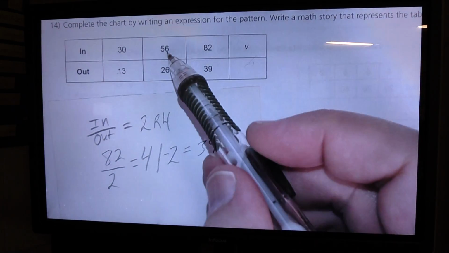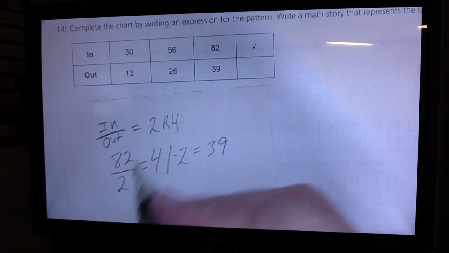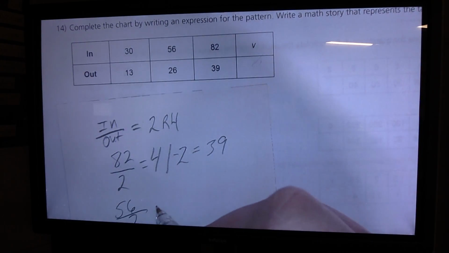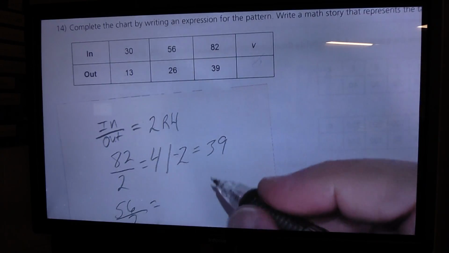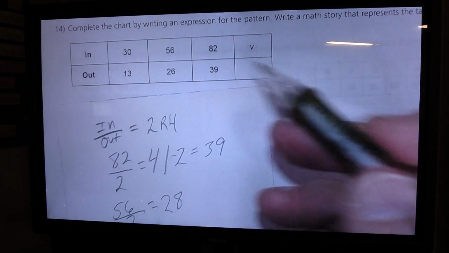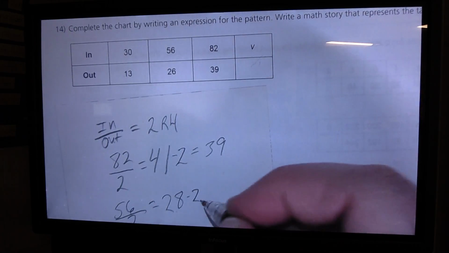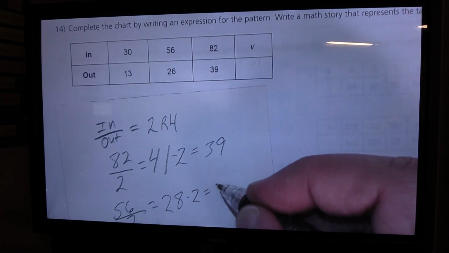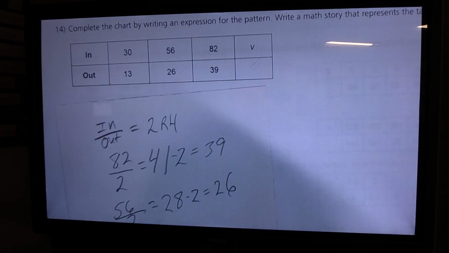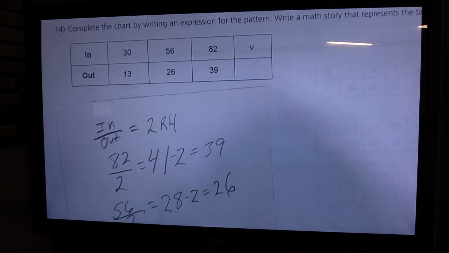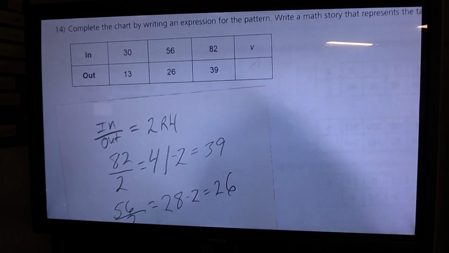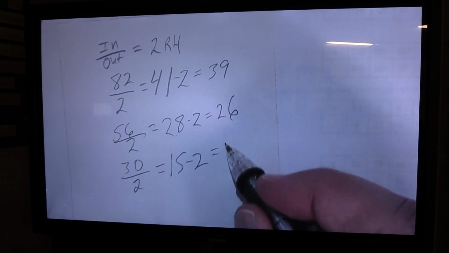All right, let's check this out and see what happens here. Let's say we got 56, and we're going to divide it by 2. 56 divided by 2 is going to give us 28. Now, what do we do to 28 to get 26? Subtract 2 from it, and that sure enough gives us 26. Here we have 30. 30 divided by 2 equals 15. What are we going to do to 15 to get 13? Subtract 2, and that's going to give us 13.